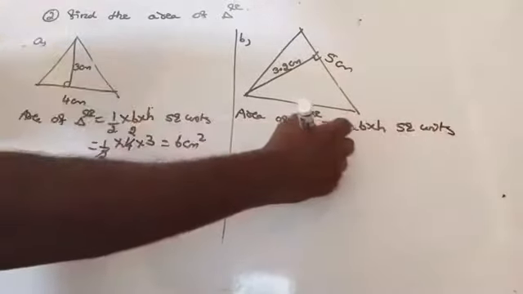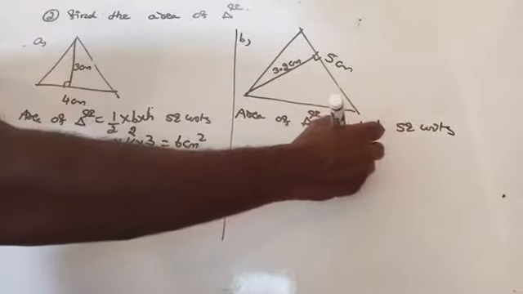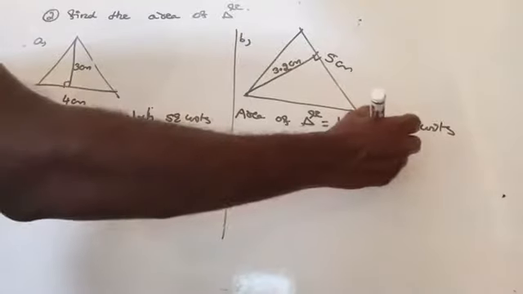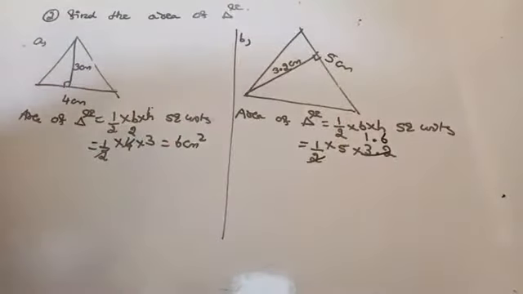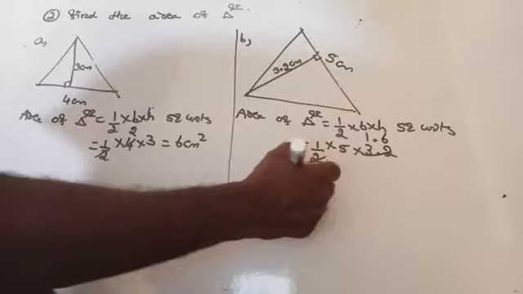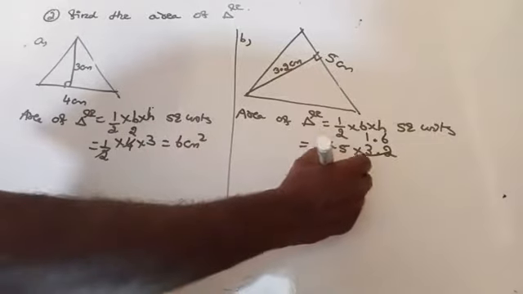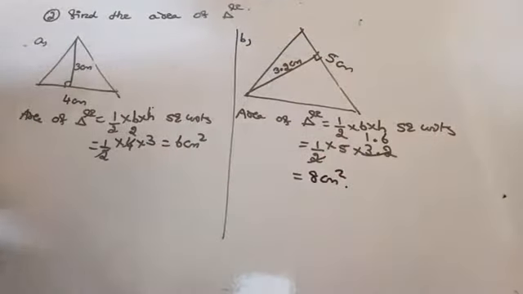So therefore half into base is 5, height is 3.2, which is equal to 1 2 is to 16 to 32, then it will be 1.6. 5 into 1.6, 50, 6 5 are 30, 80, then it is equal to 8 square units. Here the unit is centimeter, so therefore 8 centimeter square. Are you getting there? Yes. Shall we move to the next question?